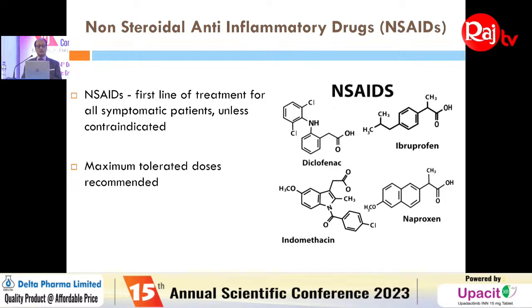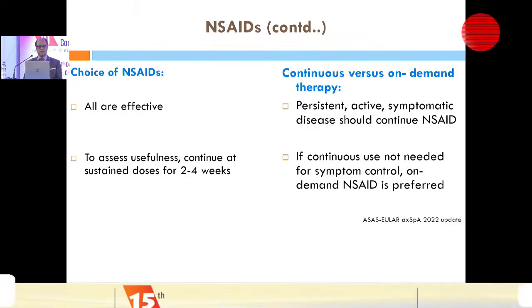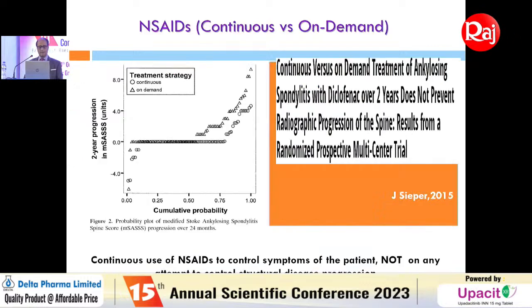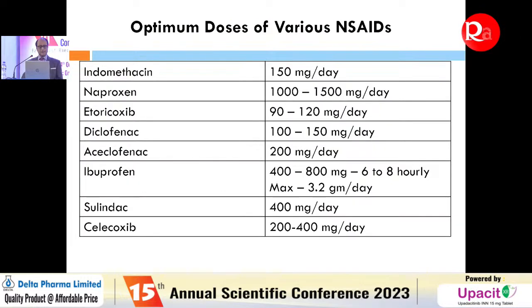Now let's move to the non-steroidal anti-inflammatory drugs. I think these next few slides are very important for all of us. So all are effective. To assess usefulness, we must continue at sustained doses for 2 to 4 weeks. I have already told this. Now the issue is continuous versus on-demand therapy. So nowadays the recommendation is, if continuous is not needed, I mean if the symptoms are under control, then on-demand NSAID is preferred. So these are all NSAIDs, with optimum doses.